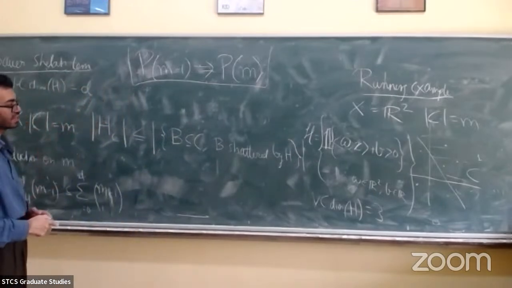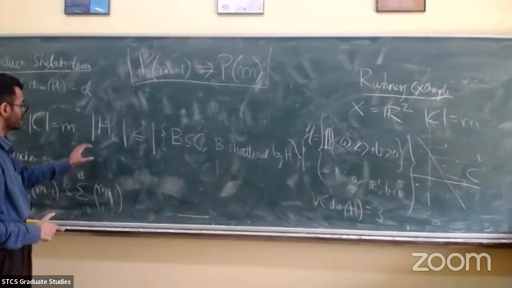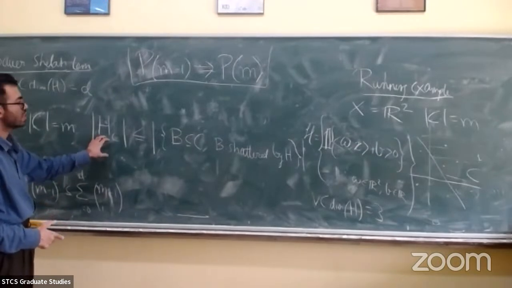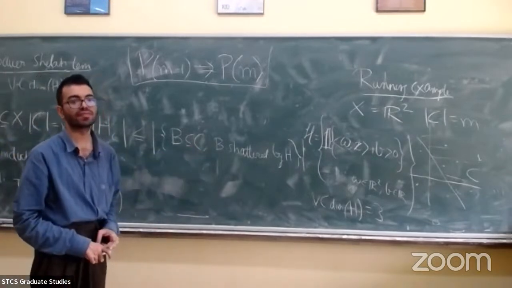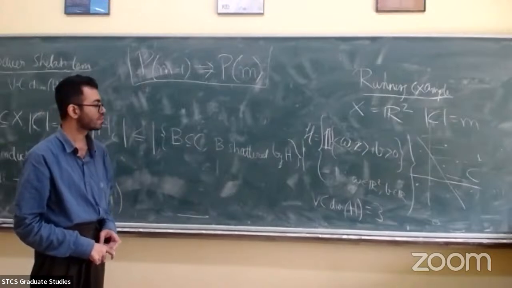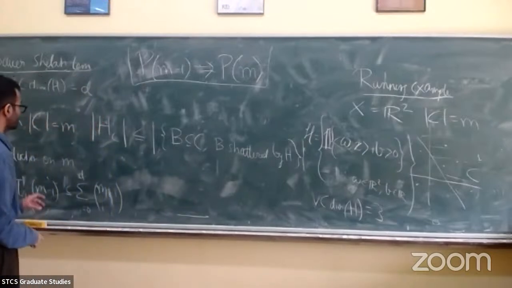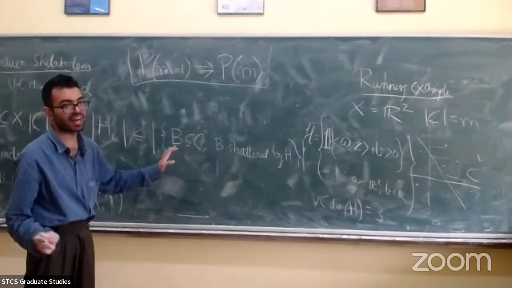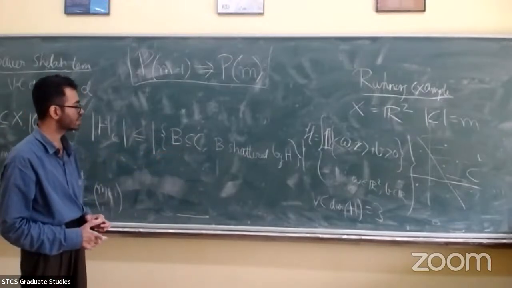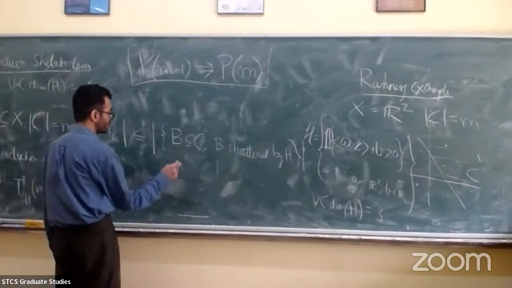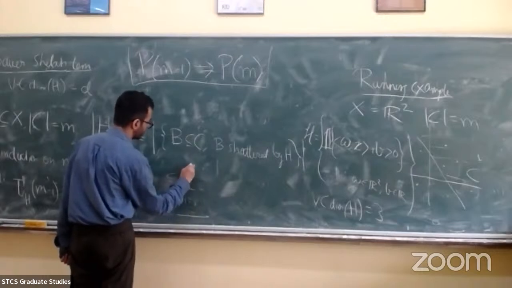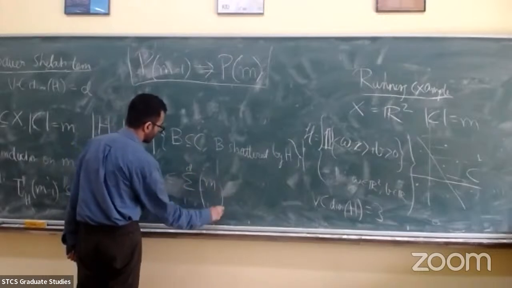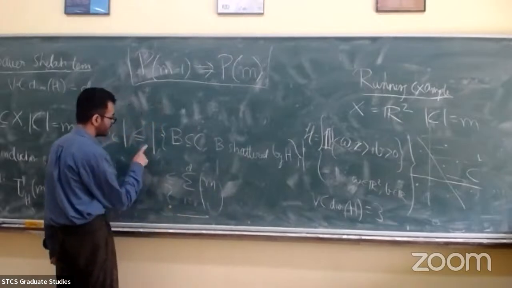So how many subsets like this are there? The claim is that the size of H restricted to C, the number of labelings you can produce on C, is at most the number of these things. And if I can prove this, I'm still done. Why? I claim that this is at most this quantity, which I wrote earlier. Why is this at most this?